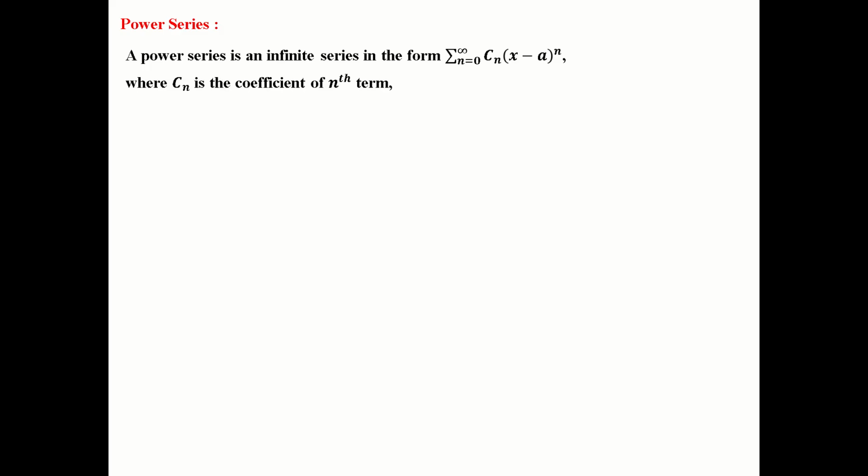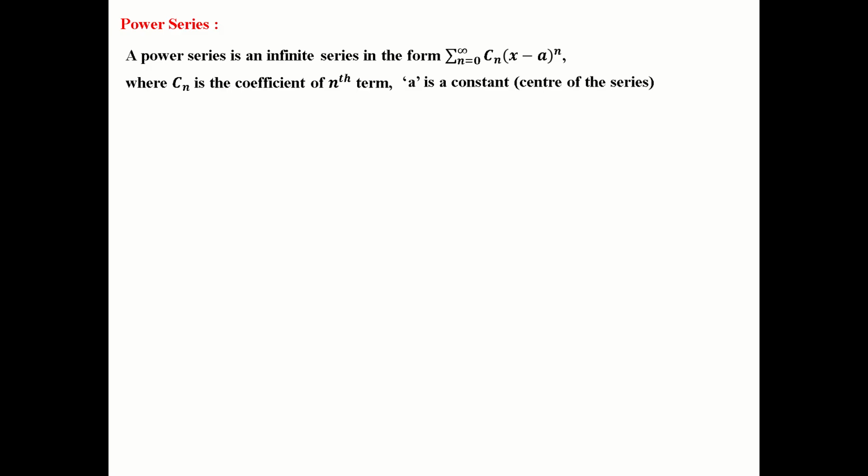Next, to find the inverse Z transformation by using power series. We know a power series is an infinite series in the form summation n equal to 0 to infinity Cn (x minus a) power n, where Cn is the coefficient of the nth term. C0, C1, C2, C3 are all the coefficients of the power series, for the first term, second term, like that.